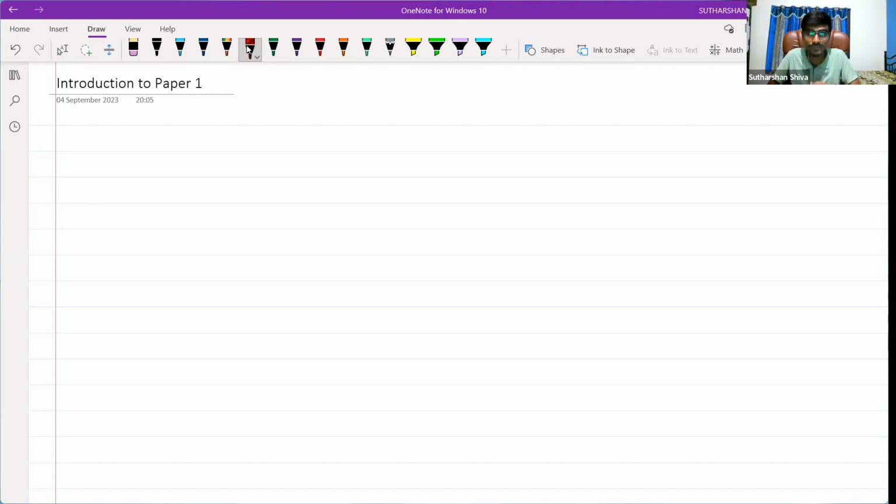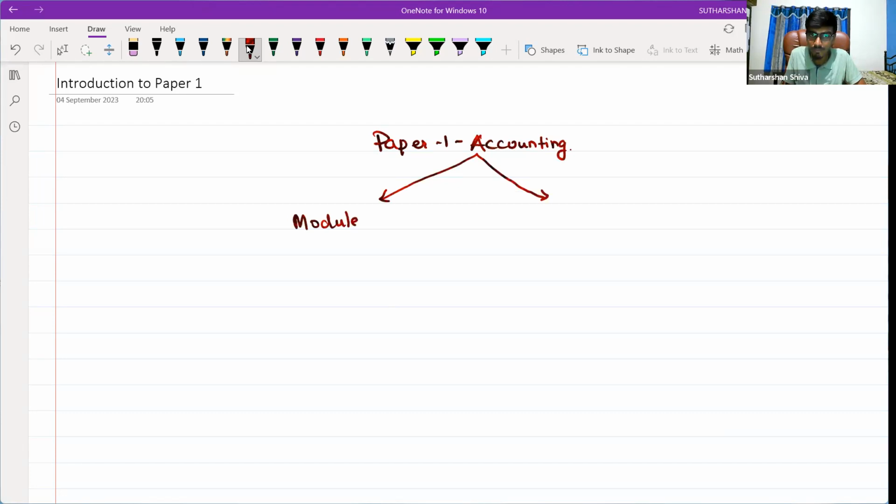First, we will be getting into the paper-wise syllabus. Okay, first, your paper number 1. As we have already discussed, paper number 1, we will call this accounting. This accounting paper has been bifurcated into 2 books. These 2 books, we will call them modules. Module 1 and Module 2.